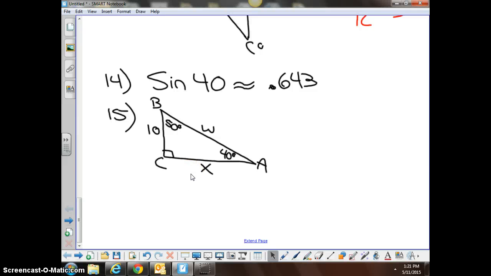Right, so we're on our third video. We left off with this problem, and now we are going to try to solve for W and X. And when I say solve for W and X, we're finding the length of W and the length of X.